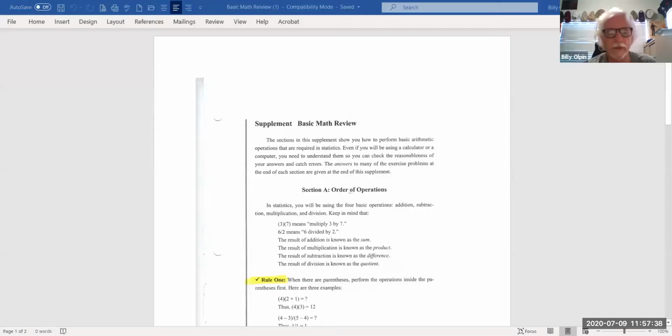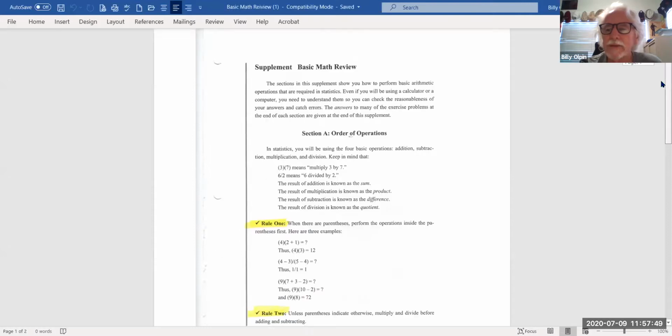I'm going to bring up the first part, and we're going to go through this real quick. Okay, so here we are: the supplemental basic math review. First we have the order of operations, that's what we call it.